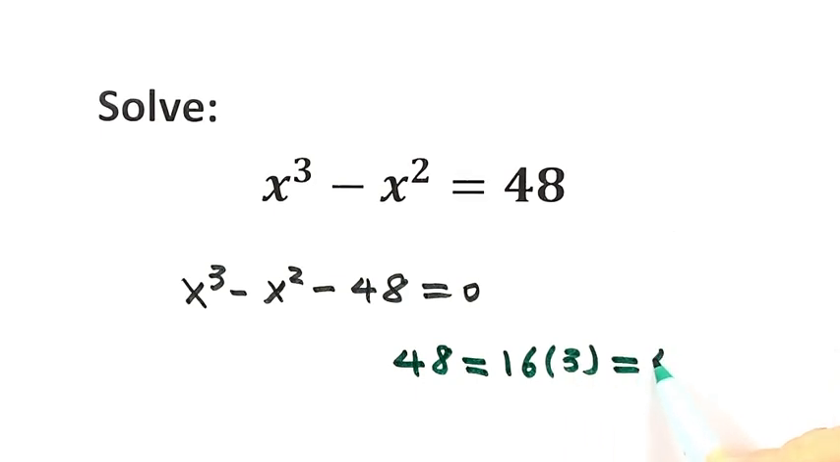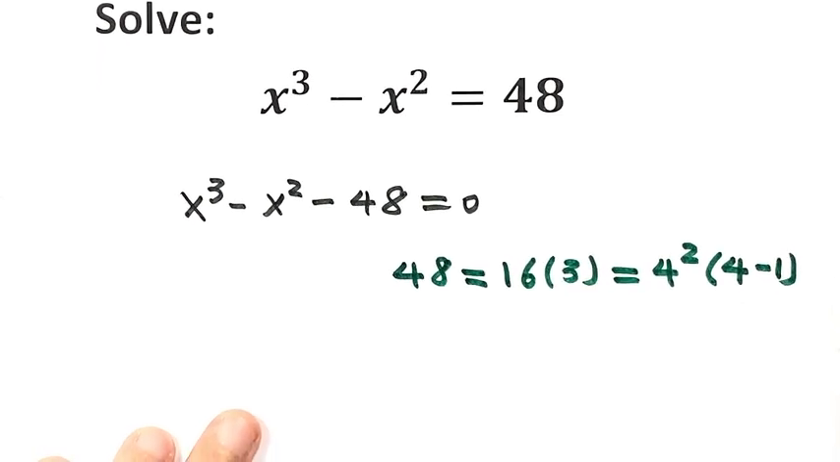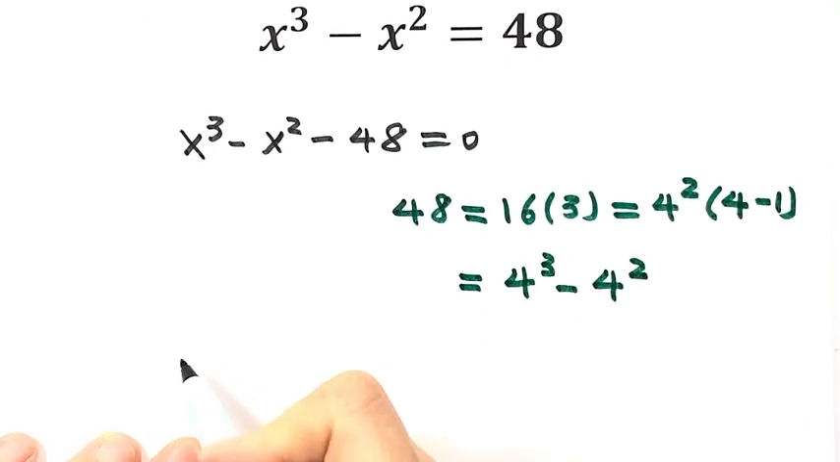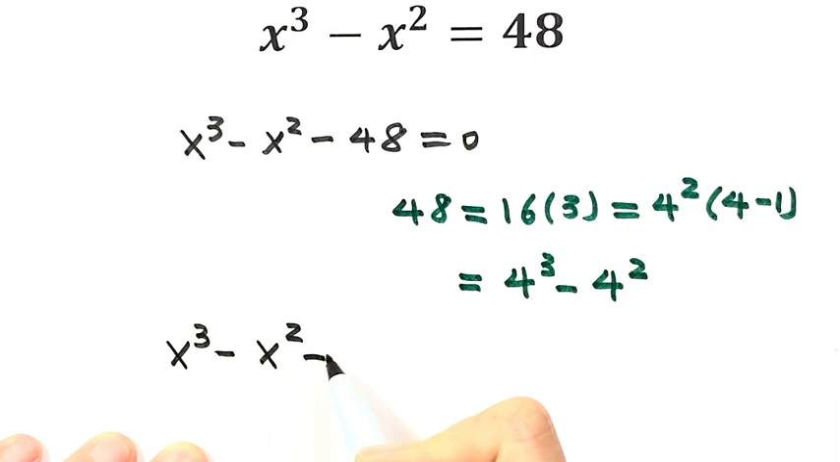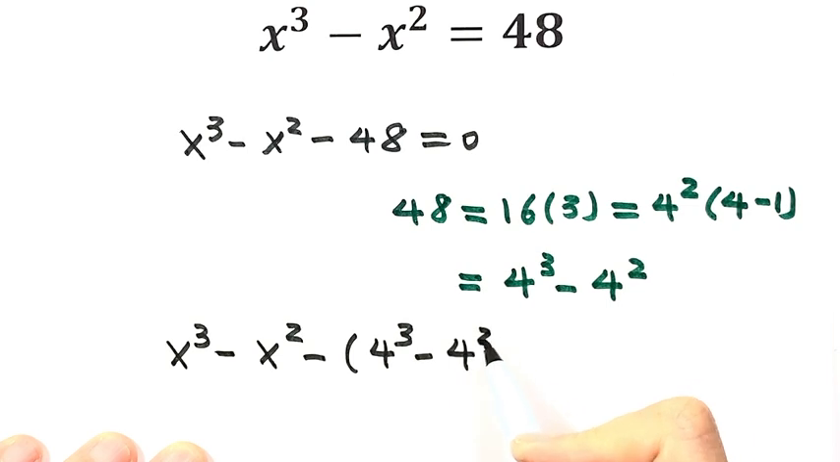Then 16, that's 4 squared. Then 3, that's 4 minus 1. Then distribute 4 squared, and here just a 4 to the third minus 4 squared. So next, we're going to use this part to replace 48. Then x to the third minus x squared, and here 4 to the third minus 4 squared.